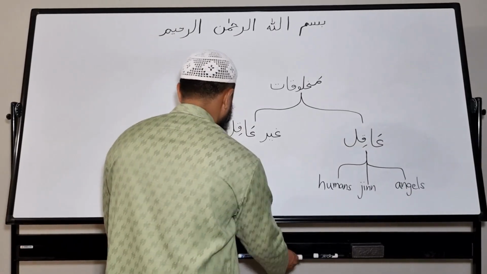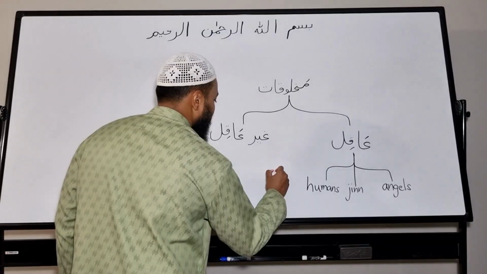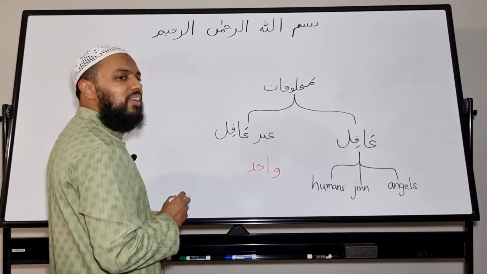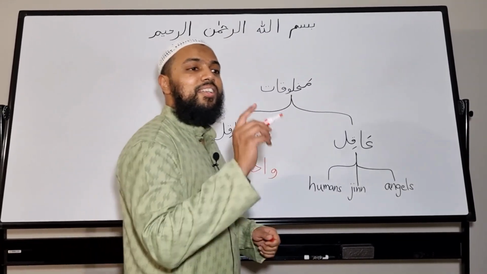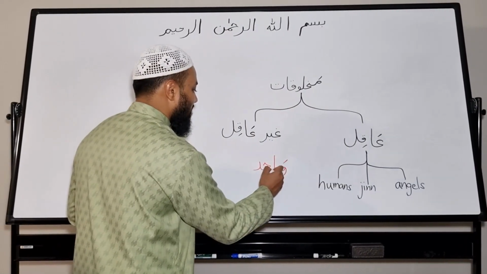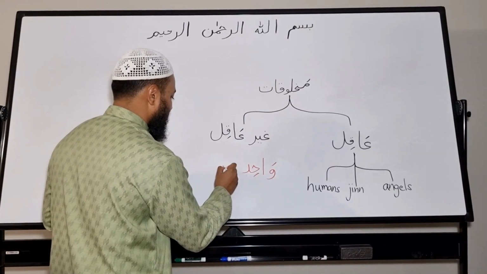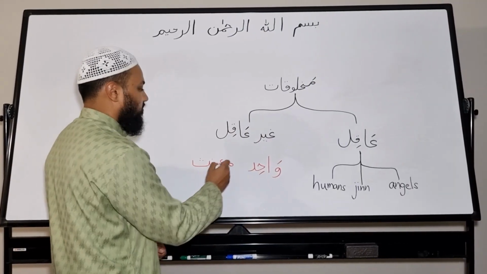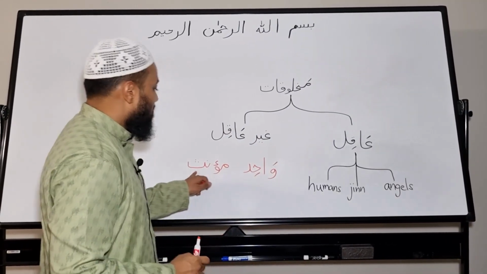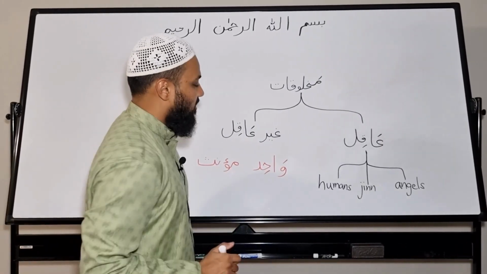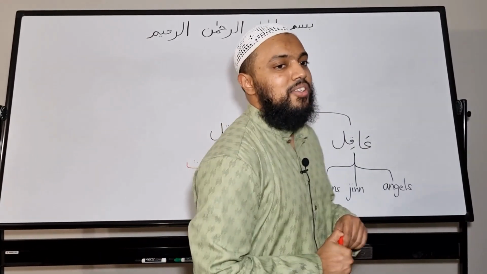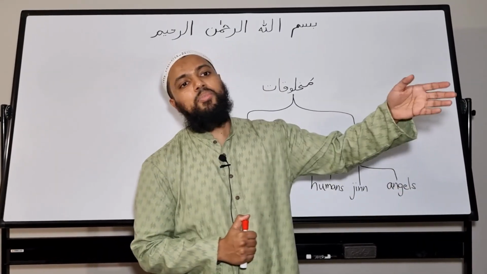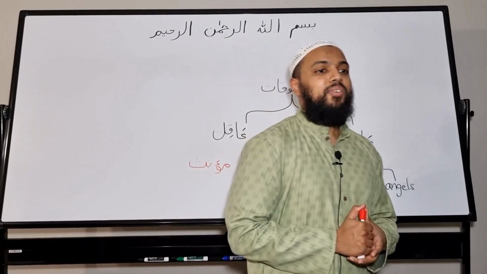The ishara of wahid. What do you mean by middle? No, no, no, not middle. Wahid, wahid, the first one. Wahid muannas. The ishara of wahid muannas is used for ghair aqil, right? So it will be hazihi aqlamun, or for these pens, and for those pens it will be tilka aqlamun, right?